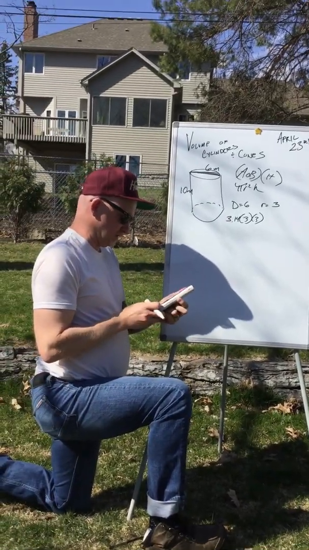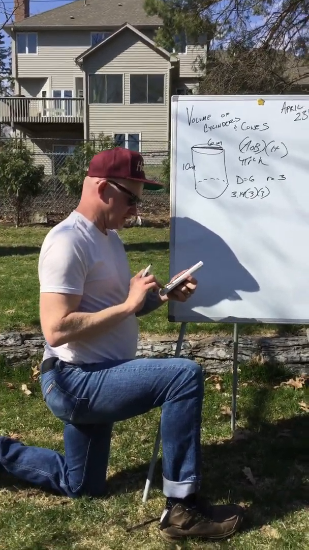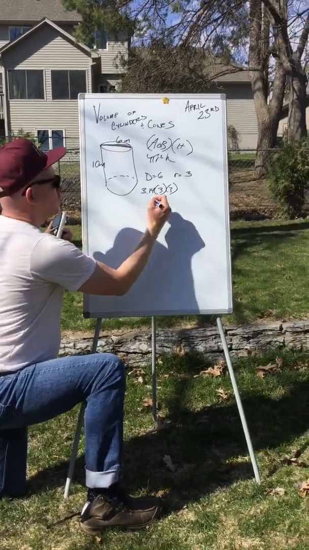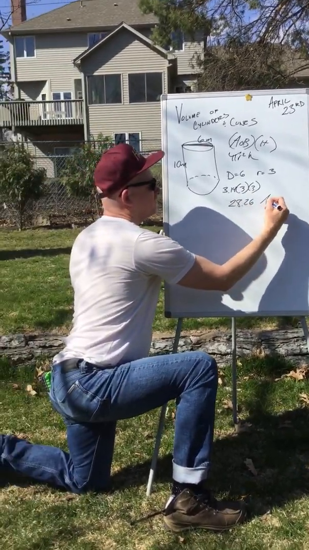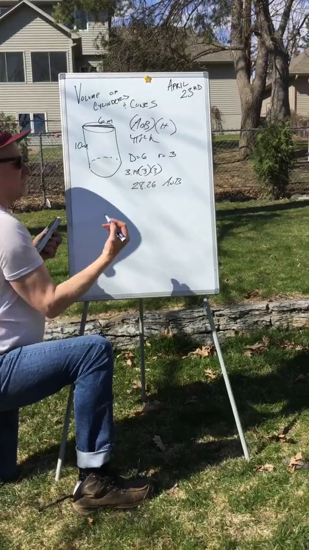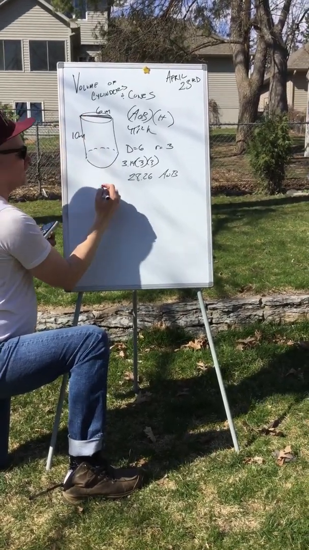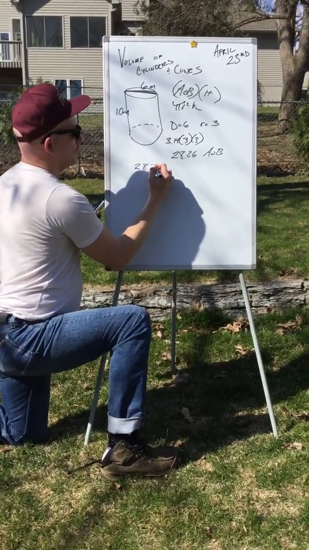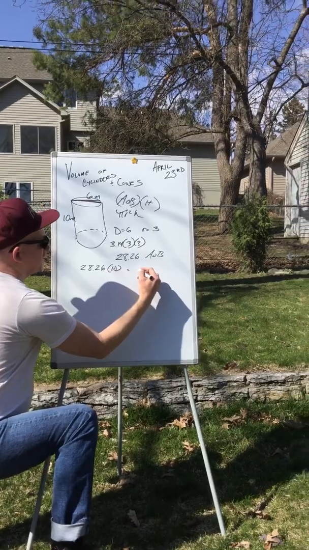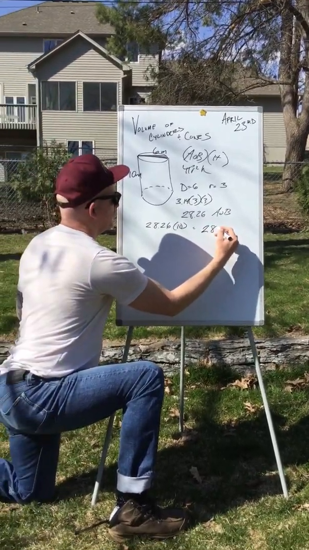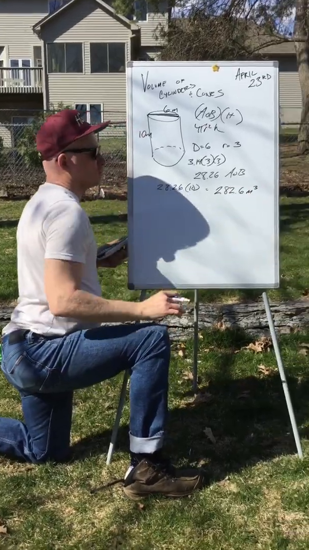And I use my trusty calculator. 3.14 times 3 times 3 would be 28.26, and that is the area of the base. Then I multiply that by how many equal layers there are. And there's 10 equal layers. So 28.26 times 10 gives me a volume of 282.6 meters cubed.